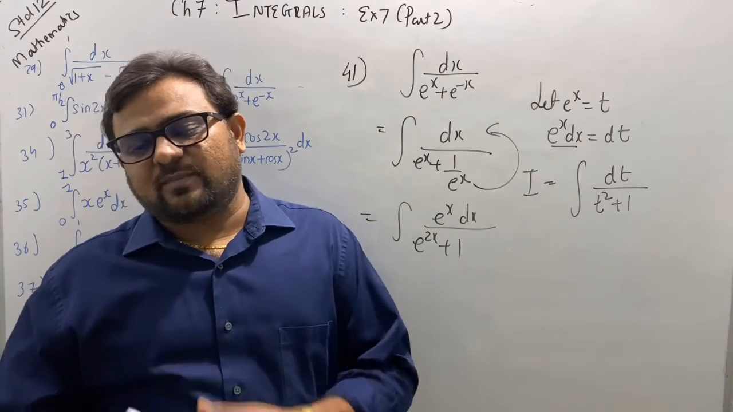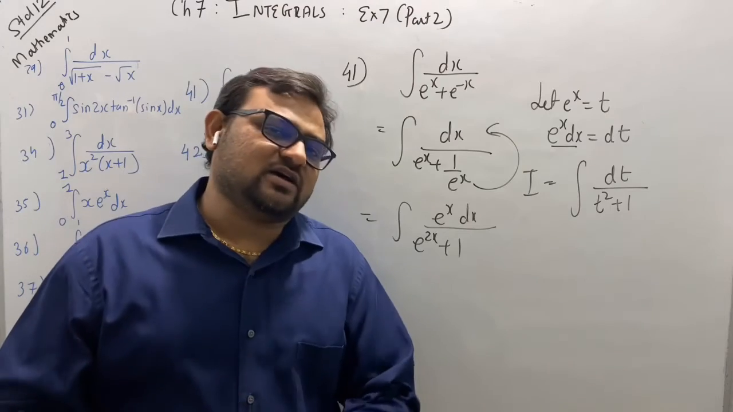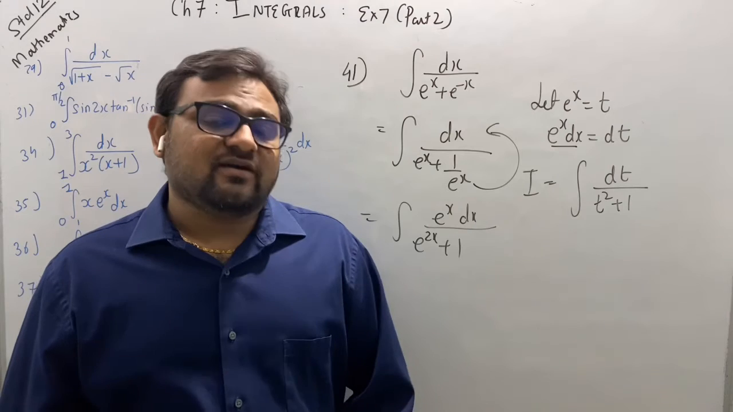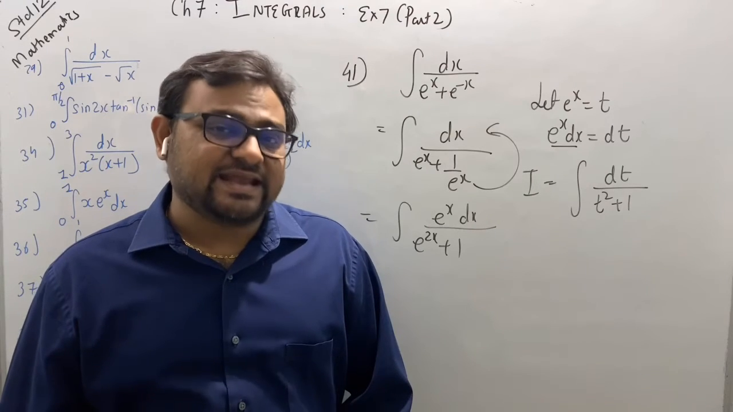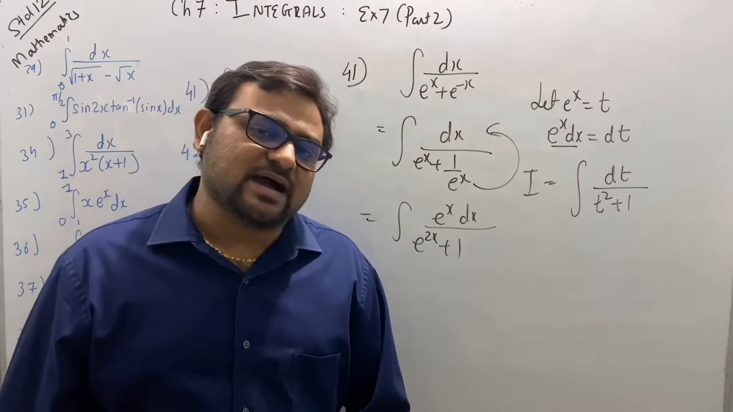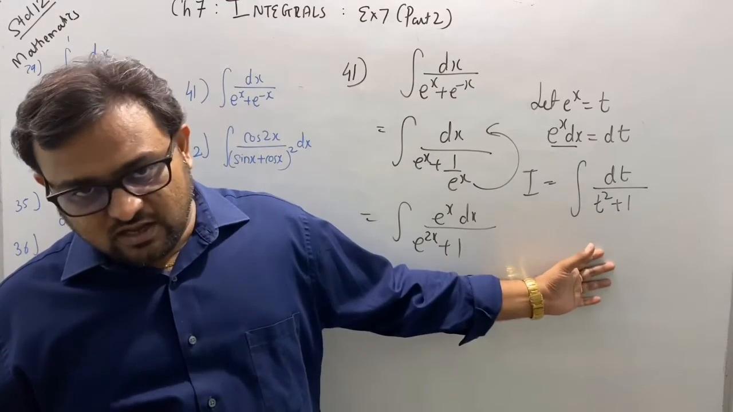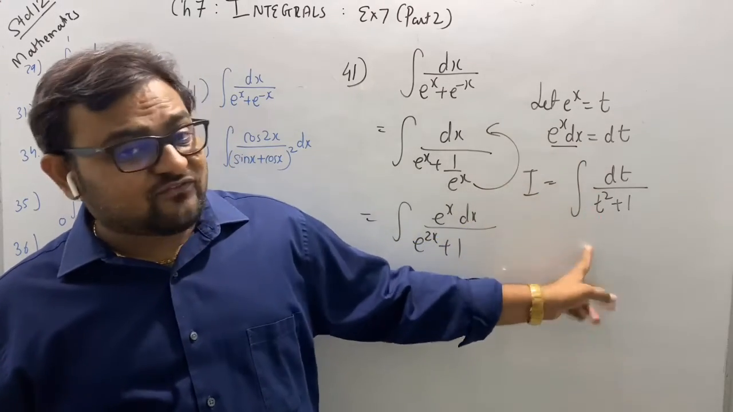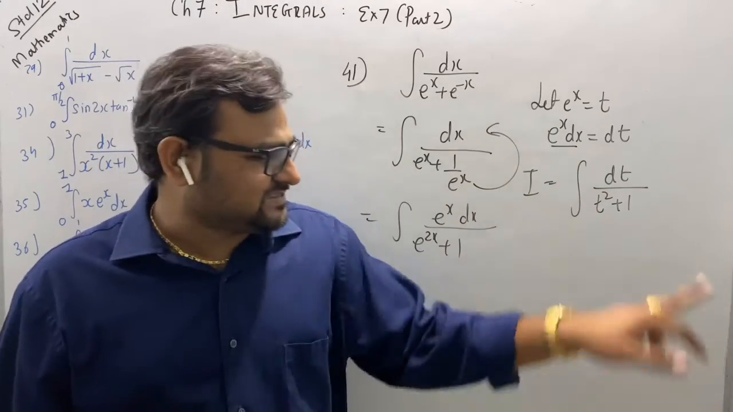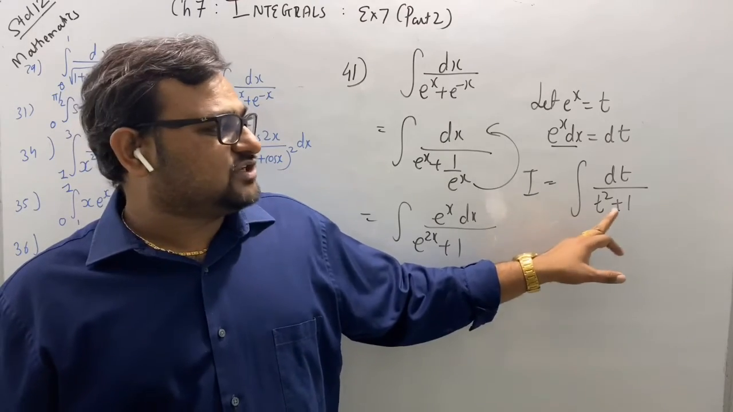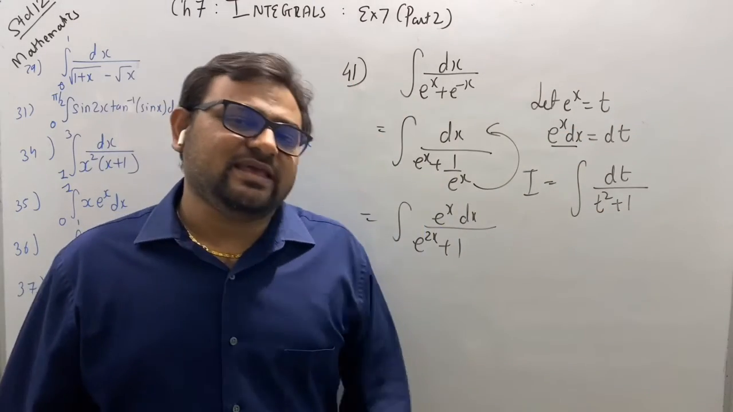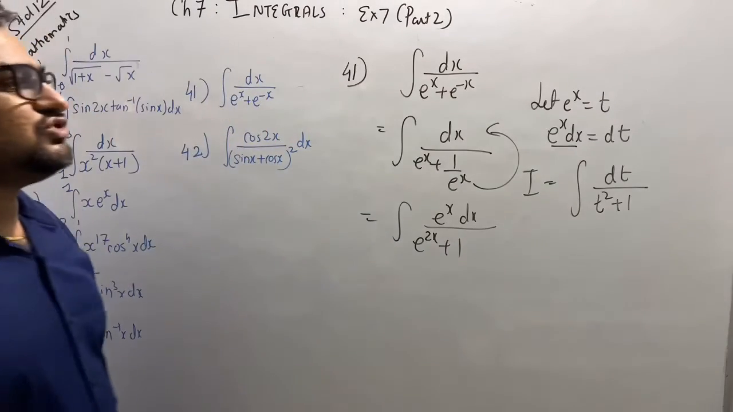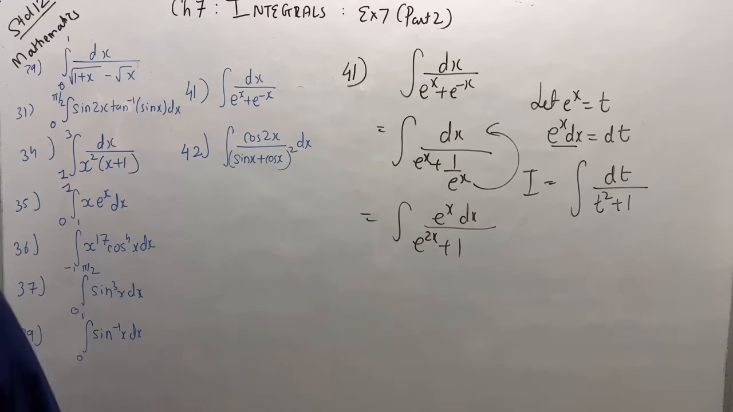So 1 upon x square plus a square, what is the formula for its integration? 1 by a, tan inverse x by a. So use that formula, right? See here there is no upper and lower limit. So finally after that you have to replace the value of t. Instead of t, you have to replace it with e raised to x. Clear? So this was about question number 41.